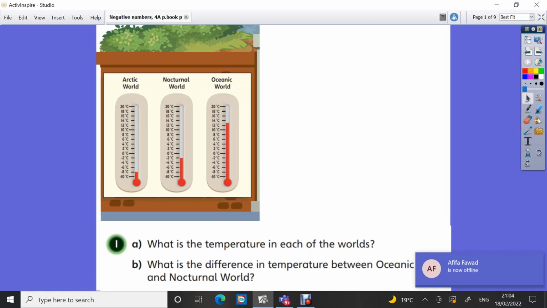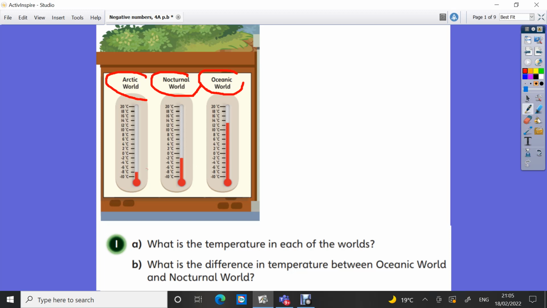Today we are starting negative numbers 2. This is the second lesson on negative numbers. As I told in lesson 1, we have to look carefully at the given picture and the information. If I just look at the given picture, it gives some temperatures in Arctic world, nocturnal world and oceanic world. So there are 3 temperatures given for 3 different worlds.